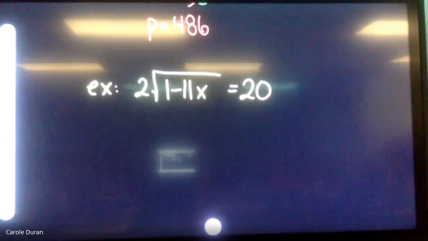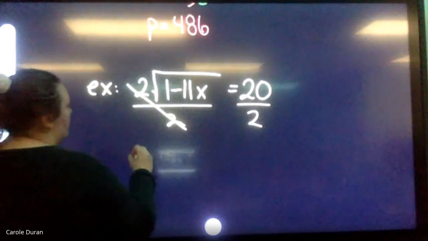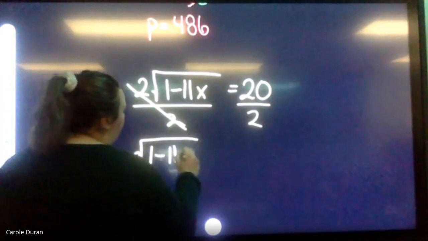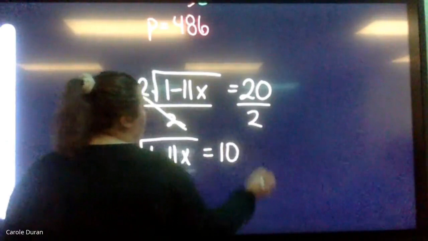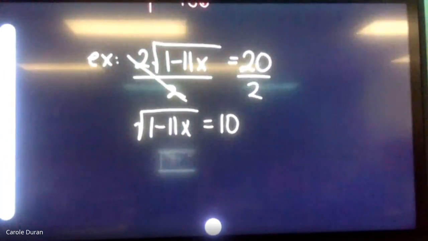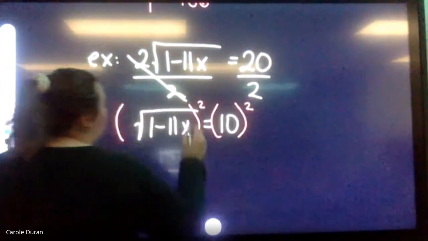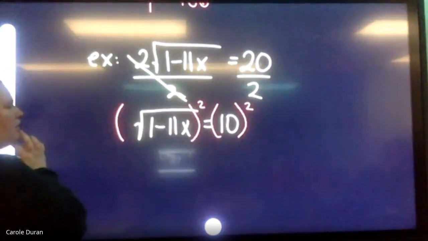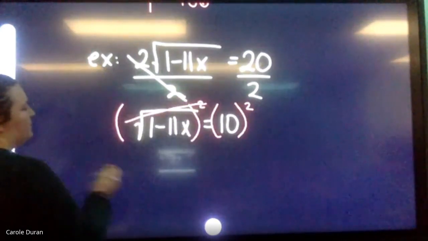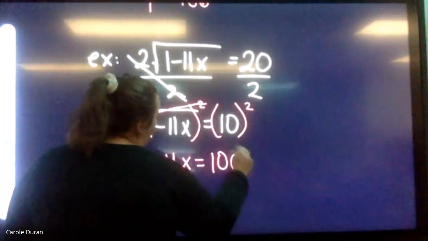So how would I get rid of that 2 that's in front of it right now? Divide it, because right now that's 2 times the square root, and to get rid of multiplication we have to divide. So we're going to divide both sides by 2. These 2's are going to cancel, and I'm going to be left with the square root of 1 minus 11x equals 20 over 2, which is 10. And now I can square both sides. When I square the left, what happens to the radical? It cancels with the square. So I'm left with 1 minus 11x equals 10 squared, which is 100.